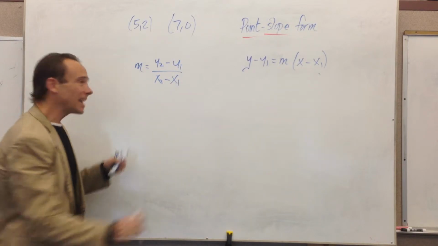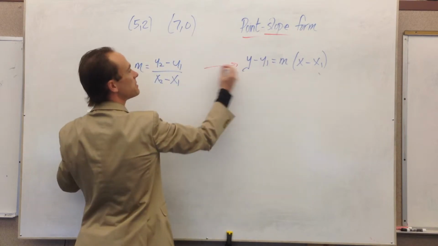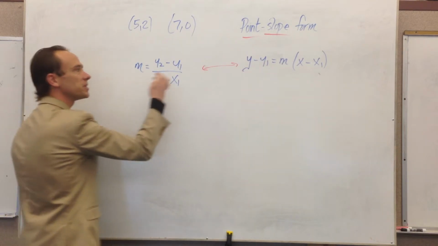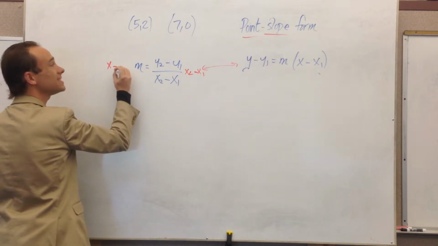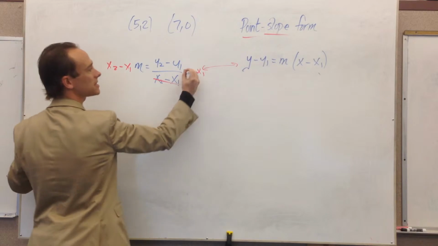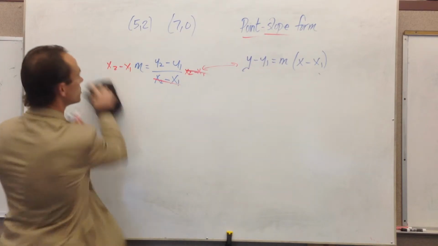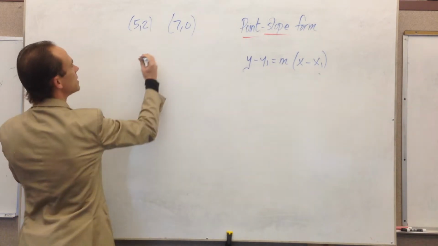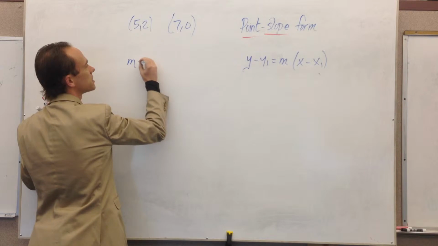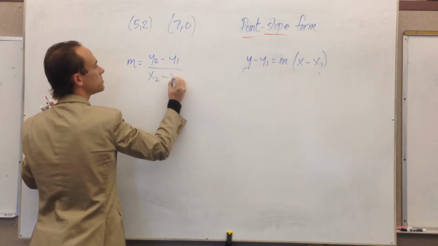By the way, as a little side note, this is where that equation came from. You guys see the similarities? If you took this one and you multiplied by x2 minus x1 on both sides, these would cancel. And you would literally have the point slope form. So that's good to know. But it kind of messes up the neatness that I had going there. So I'm gonna redo that over x2 minus x1.